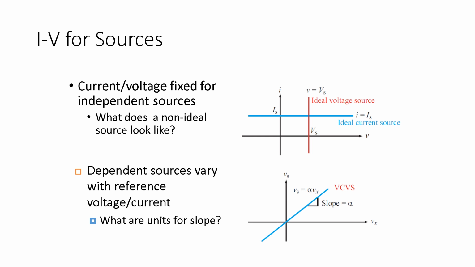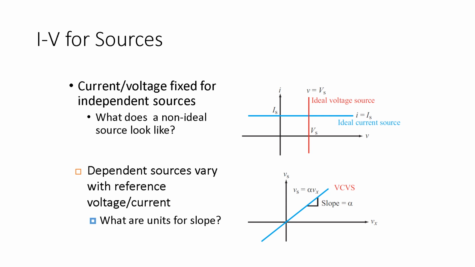So for dependent sources, here we have a VCVS, a voltage-controlled voltage source. That's saying that as the Vx increases, the Vs is also increasing. You're going to get a slope to that. Slope is the rise over the run, and we're going to be able to calculate Vs from that. The slope in here is essentially going to be your alpha, and that's how we calculate the rise over the run. So again, this VCVS is a linear slope.